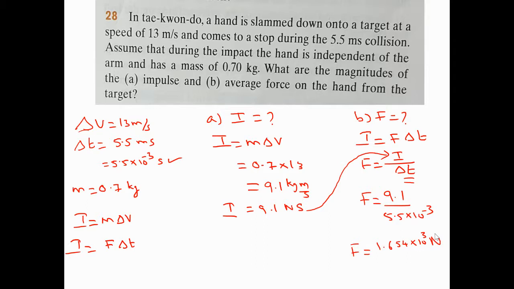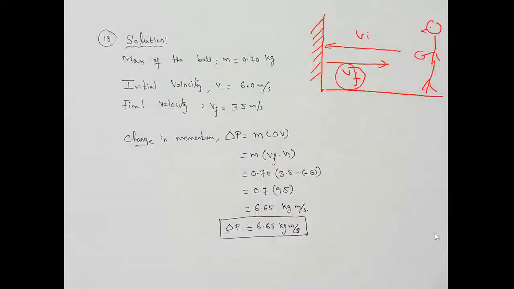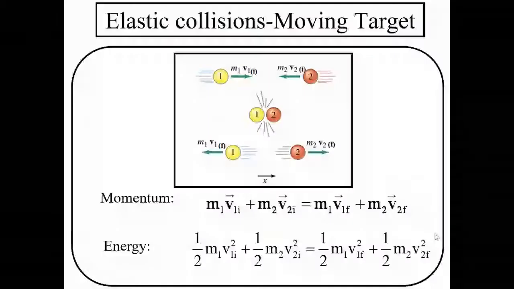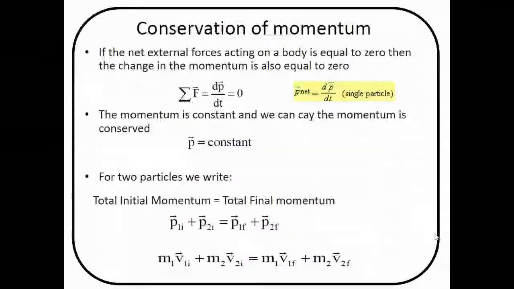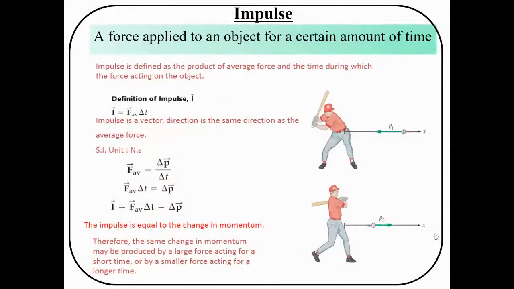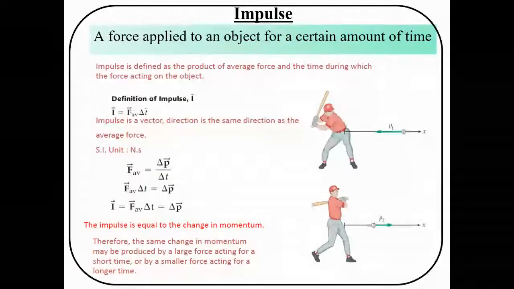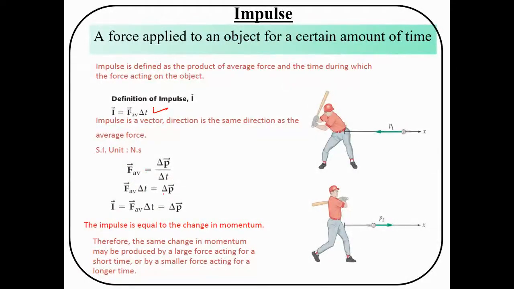Yes, teacher, clear. The impulse has two formulas. Here, the impulse is equal to average force multiplied by delta T. Likewise, my impulse is equal to change in momentum. Right? So you have two formulas.